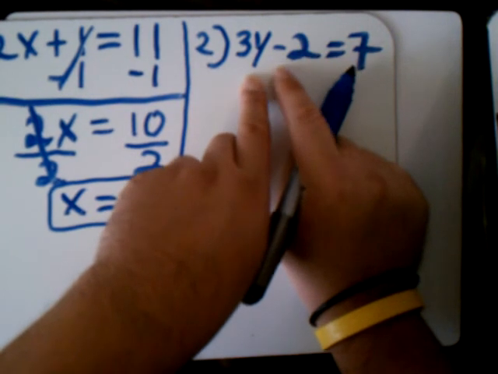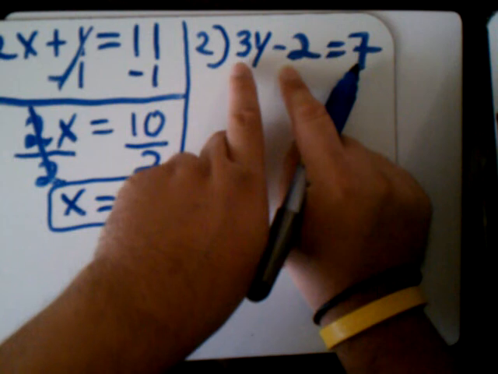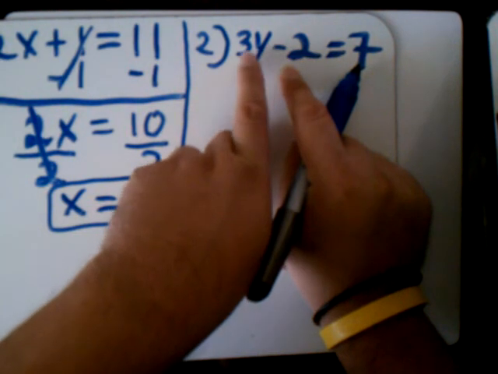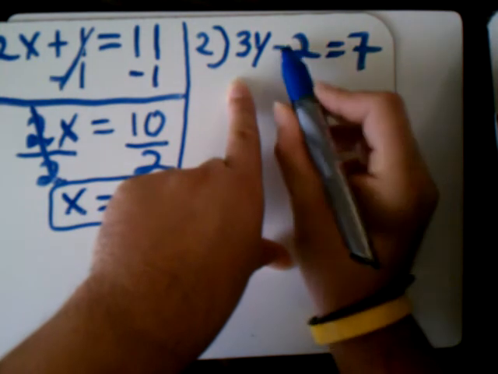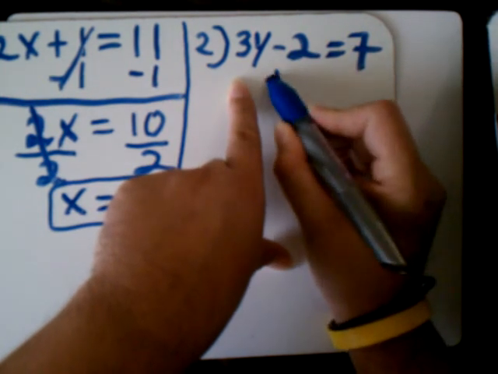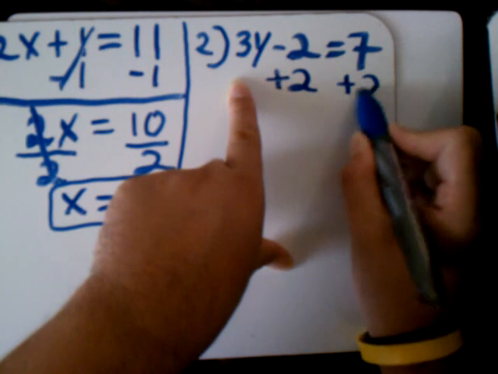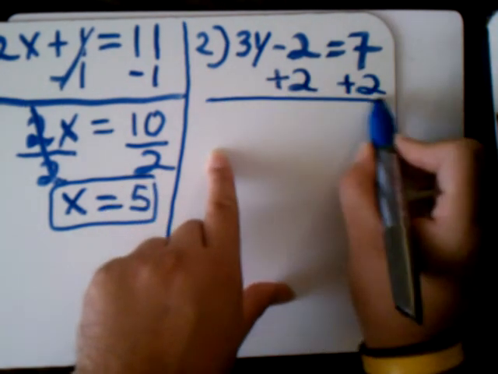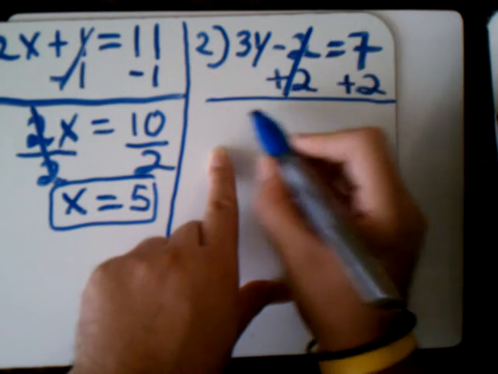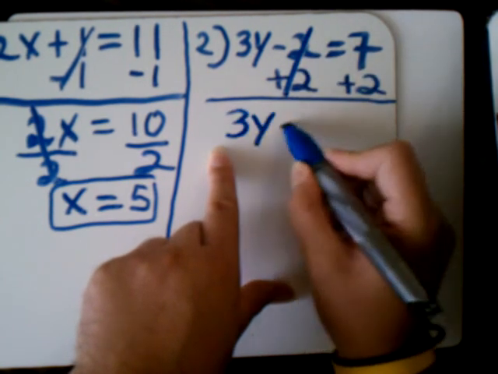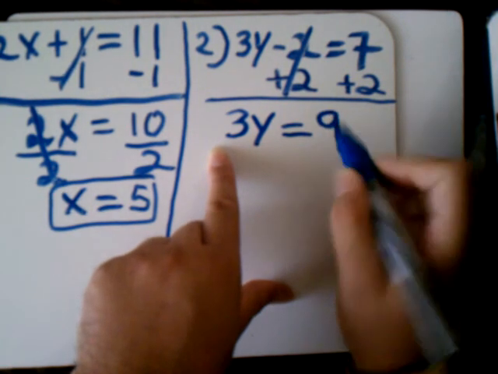The number farther away from the letter is this negative 2. Okay? Always leave the number that is right next to the letter, leave it to the end. So we need to get rid of this negative 2. Since it's negative, you do the opposite, which is positive 2. Remember, on both sides, positive 2. Line. The negative 2 and the positive 2, they cancel out. Now we have 3y equals, and 7 plus 2, 9.